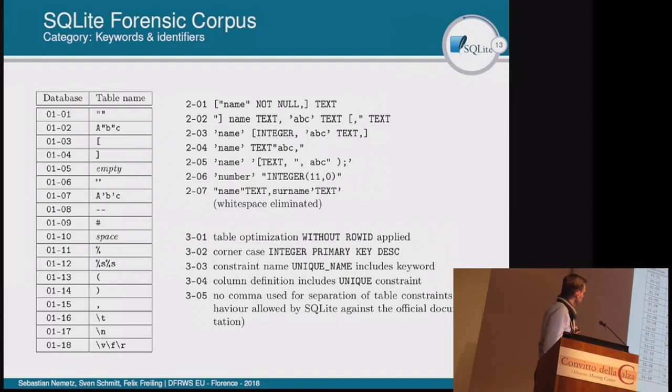So a table name can just be double quotes. Normally you would have the name of the table between the double quotes, so we just omitted the name and left the quotes. Or brackets, or something with single quotes in between. A space, or format strings as table names. And yeah, most of these already pose problems to the tools that we ran against the corpus. Then we did the same for encapsulation, meaning we sometimes have incorrect encapsulation regarding the occurrences of colons, of quotes, of double quotes, of brackets, and stuff like that.